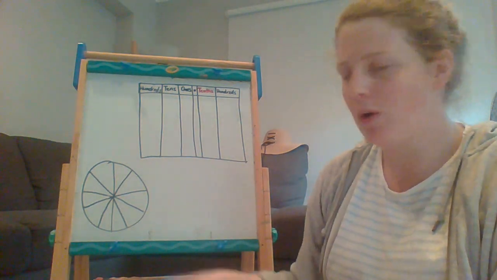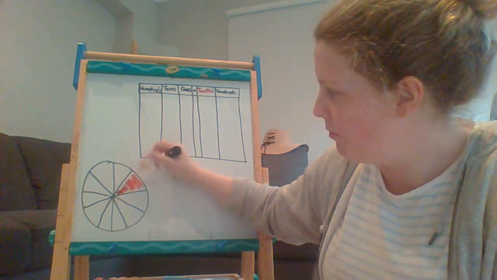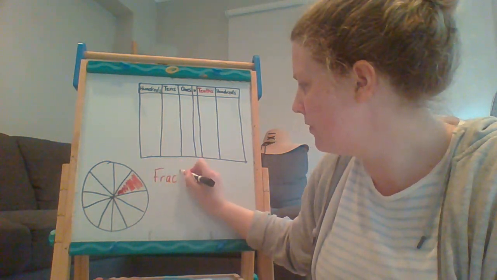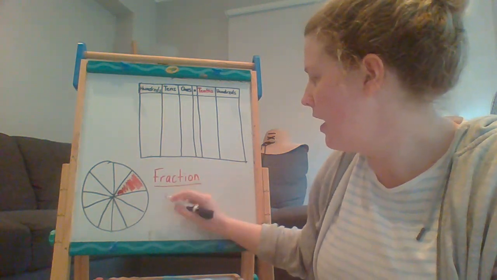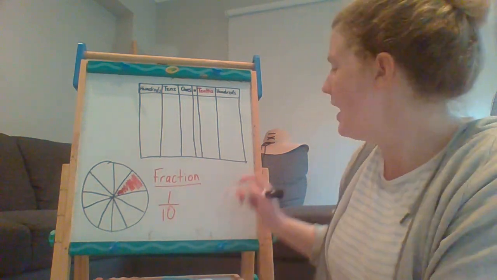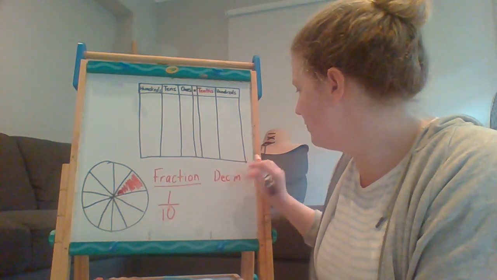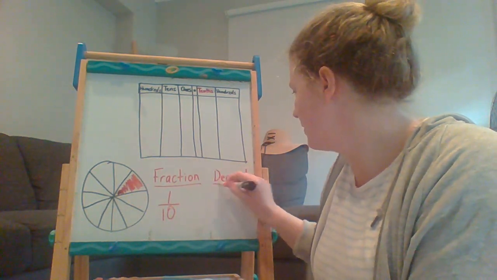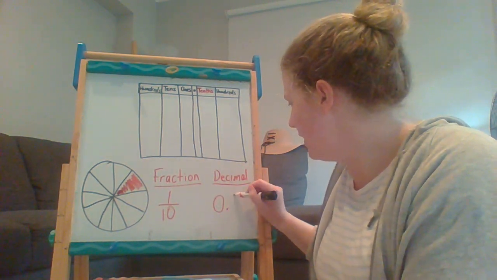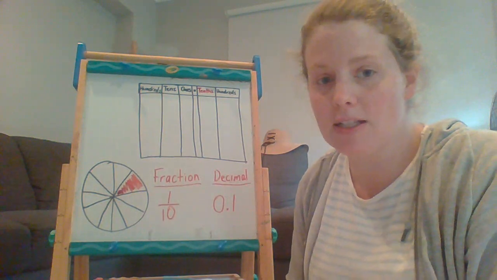Okay, so if you remember with my pie, if I coloured in or if I ate one of my pie and I had 10 pieces, if I was to do it as a fraction, it would be 1 over 10 or 1/10. Okay, if I was to write it as a decimal, then I would have a 0, a point, and a 1. So I'm using that same number from my fraction as I would as my decimal.